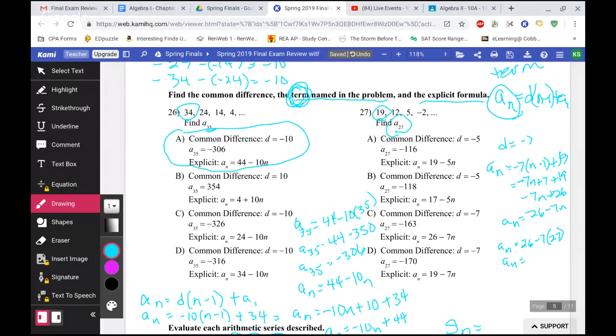And I'm doing the whole thing because Miss Wynn's class does not have multiple choice answers. So 26 minus 189 is -163.